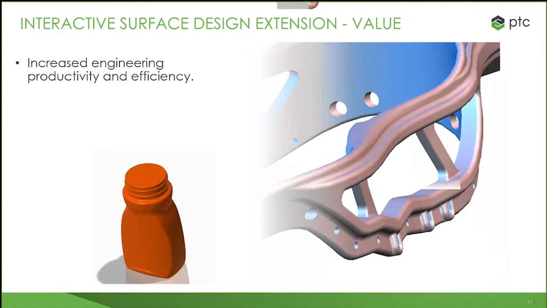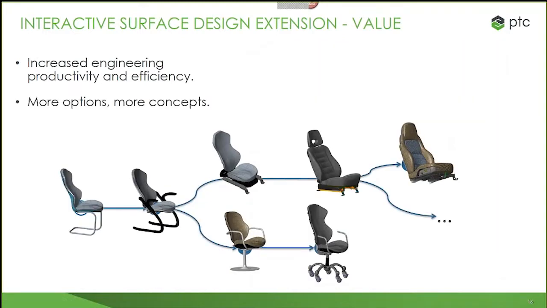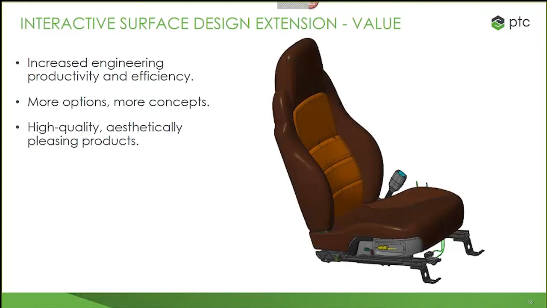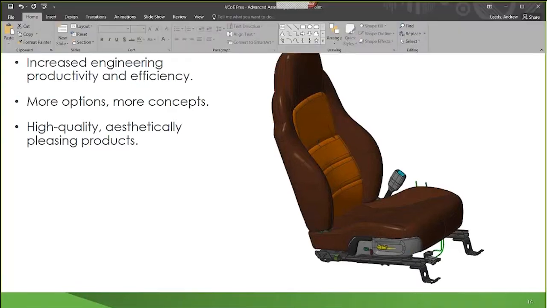Overall, we want to increase engineering productivity and efficiency. I want my designs to be easy to make and easy to modify, and this is especially true if I have a very complex part. I don't want to have to do a lot of redesign around that. Overall, it gives us more options and more concepts. We can try some new things and develop ideas further if we're able to do it quickly. At the end of the day, we get a product that looks good. This is the goal, and we want this to be done fast. So that is ISDX in a nutshell.